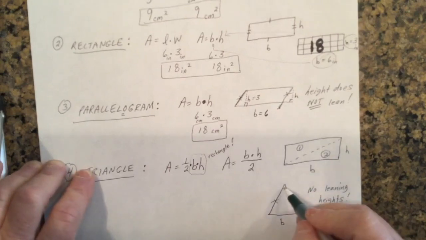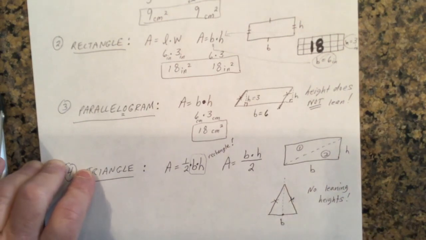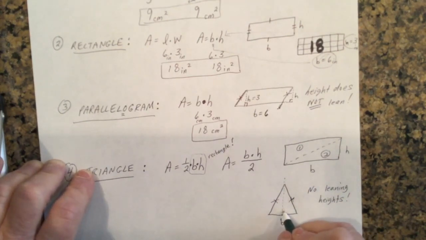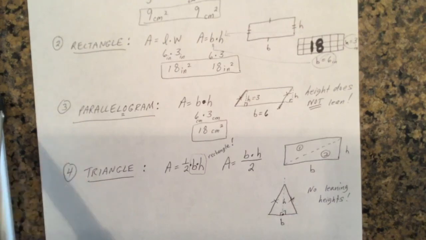So what are you going to do? Well, you're going to have to find that height right down through the top, right into the midpoint of your base. And now this is going to be your straight up and down height. These are both going to be 90-degree angles. And so this is your height. So you're going to have base times height, and you're going to divide it by 2, and that will give you the area of that triangle. All right, folks, I think you're pretty much ready to do your next assignment. Be looking for that very soon.